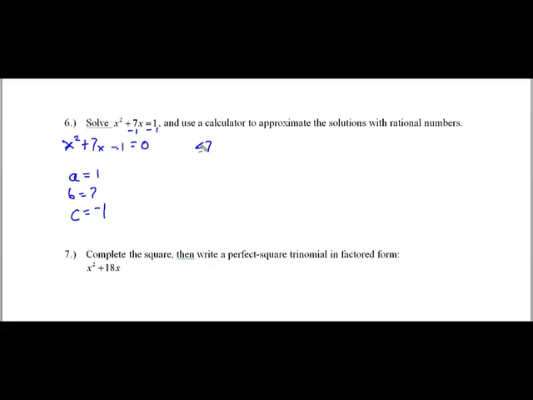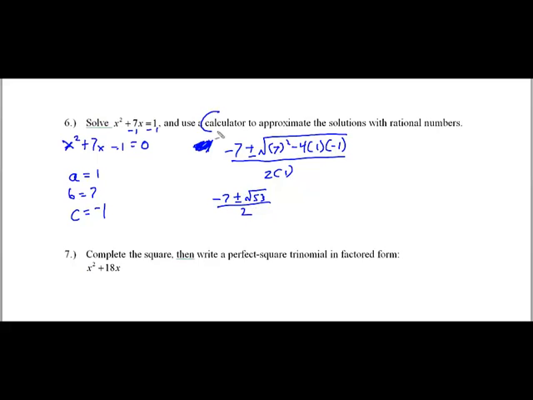So what we have here is negative 7 plus or minus the square root of 7 squared minus 4 times 1 times negative 1, all divided by 2 times a. So you get negative 7 plus or minus the square root of 53 divided by 2. Now, here's where I would normally just write the problem, split it up, negative 7 over 2 and the square root of 53 over 2, just call it a day.